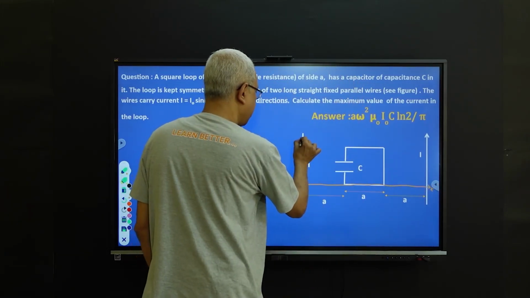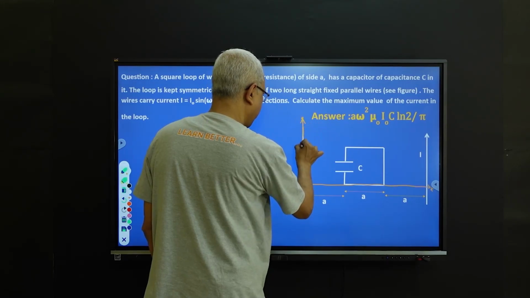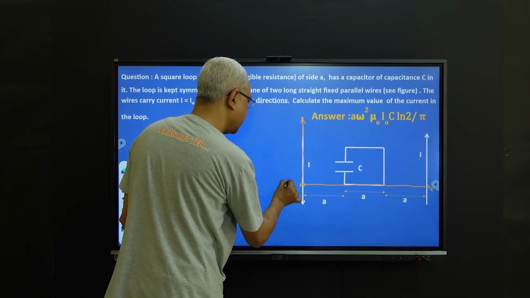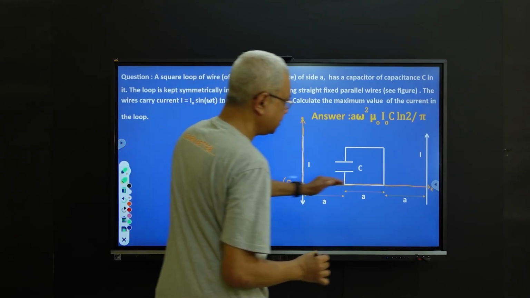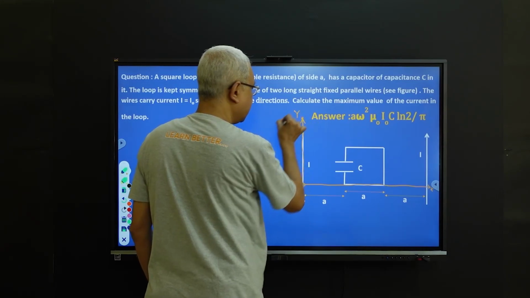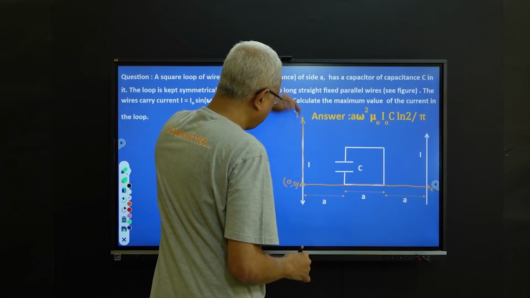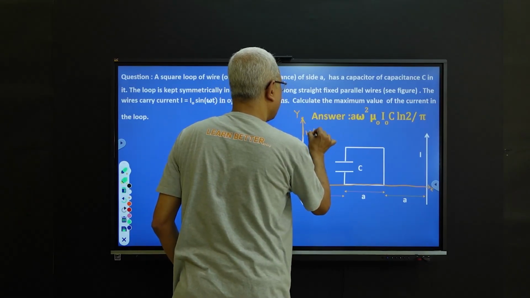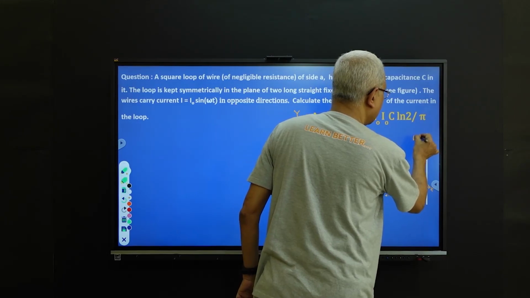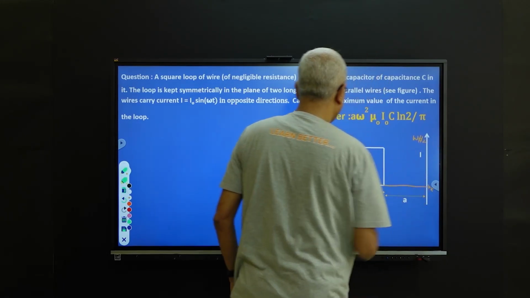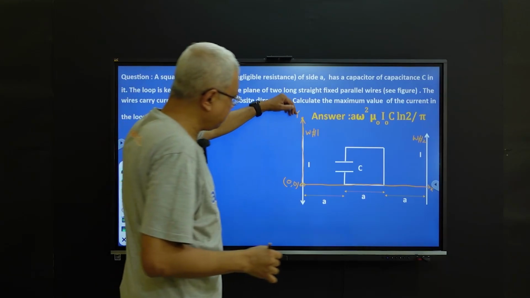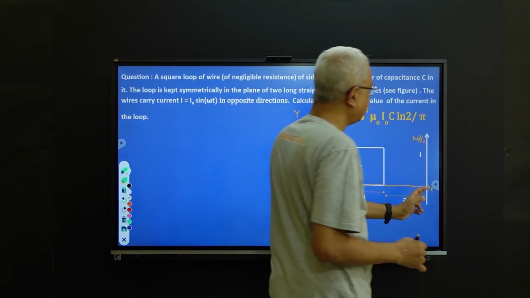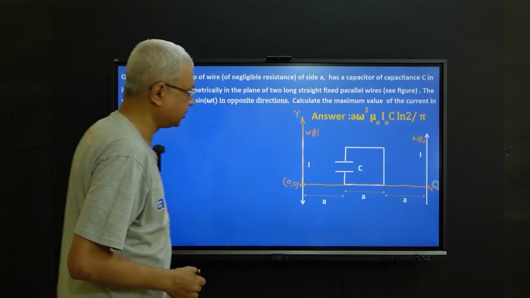This is x-axis and take y-axis along this direction. Consider this point as origin of the coordinate system. This is x direction, this is y direction. Y direction is along the first wire. This is wire 1 and this is wire number 2. At a particular moment of time, wire 1 is carrying current along negative y direction, and at that moment wire 2 is carrying current in the positive y direction.